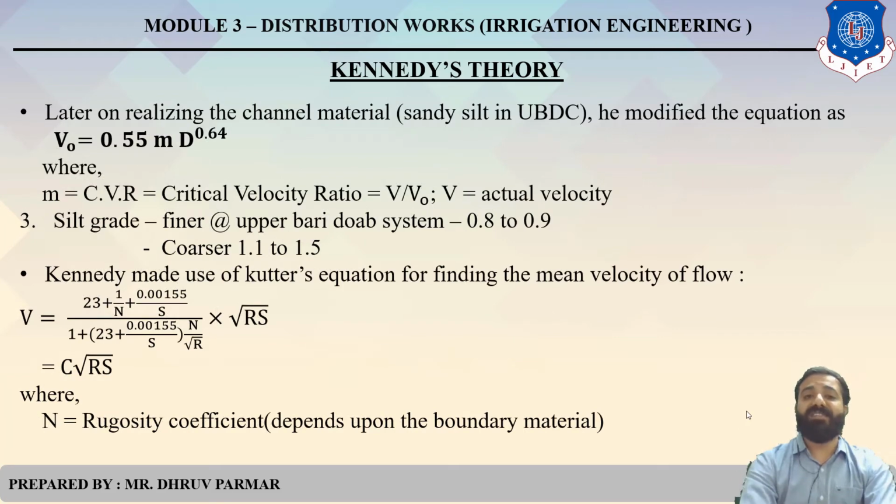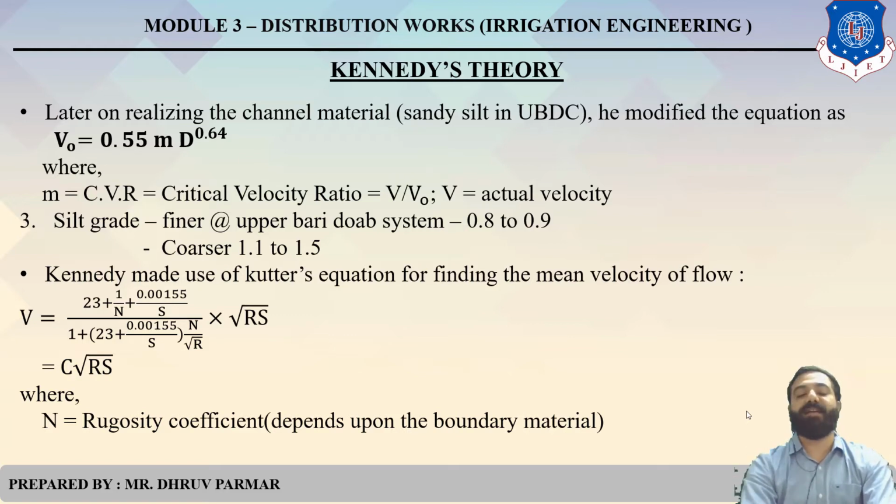Then Kennedy realized that sandy silt has a particular effect in the design, so he introduced the factor m. Clear? So what is m? It is called the critical velocity ratio. The new formula is V0 = 0.55 m D^0.64, where m = CVR, the critical velocity ratio, which is V upon V0, that is, actual velocity divided by critical velocity.